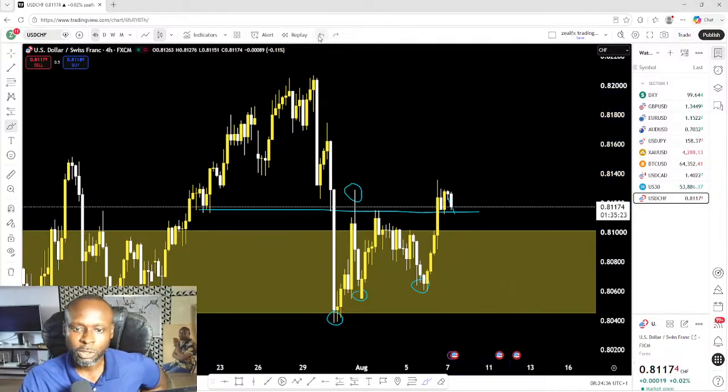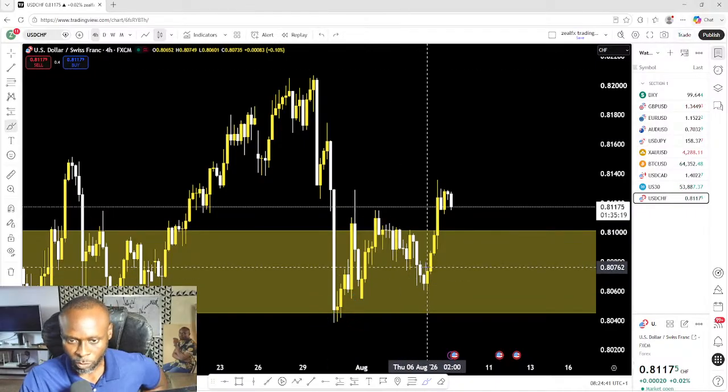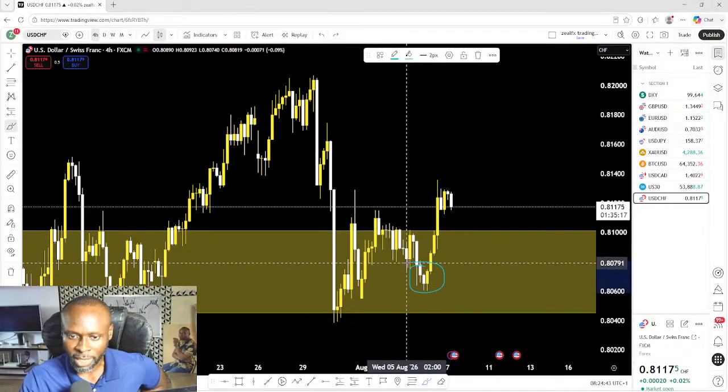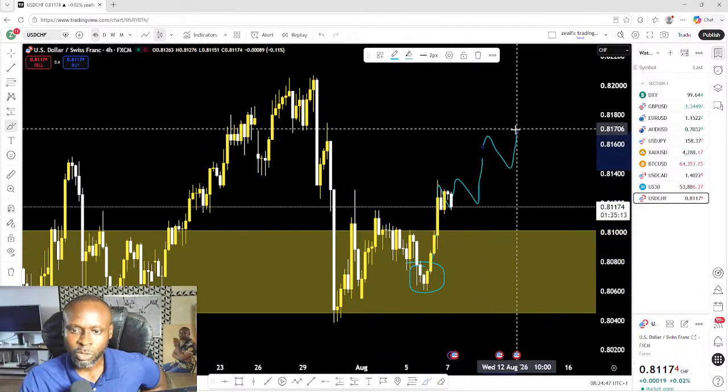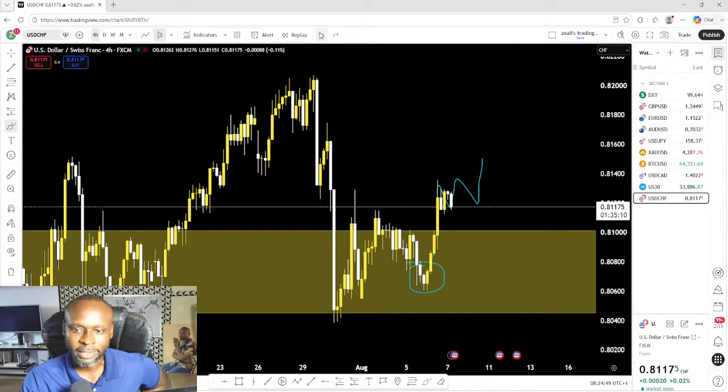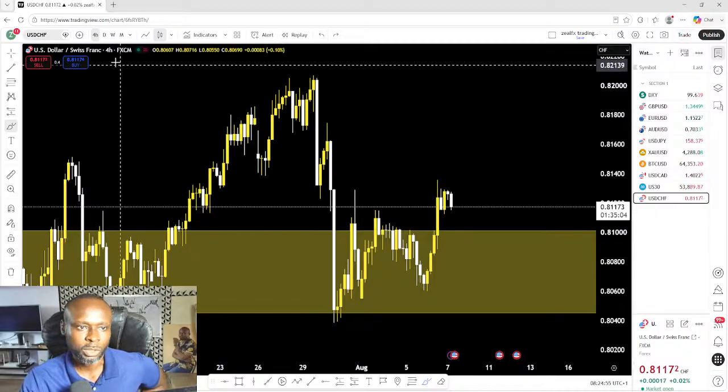So yesterday we bought the USD CHF from this particular support area. So we are seeing good profit on USD CHF. I'm still holding the USD CHF trade. So I'm still expecting more buys on the USD CHF to the top, guys.